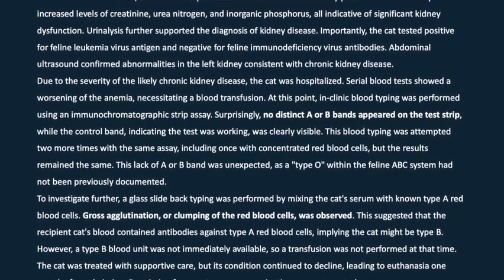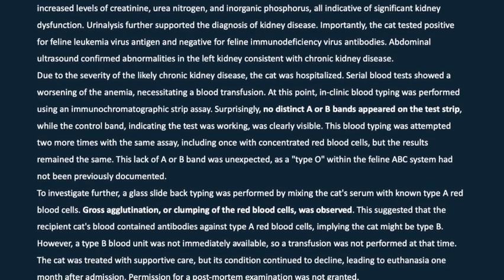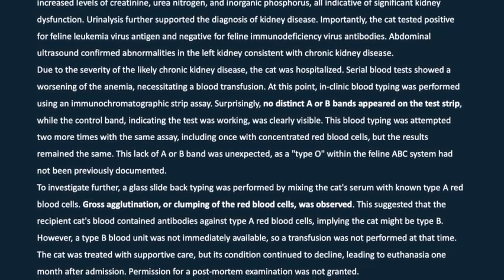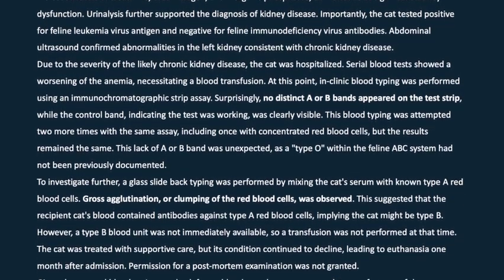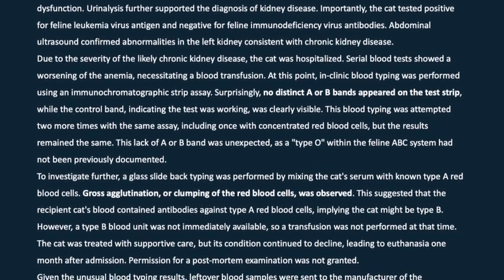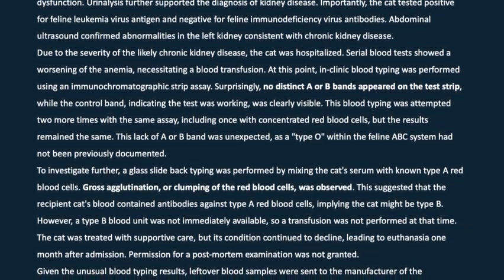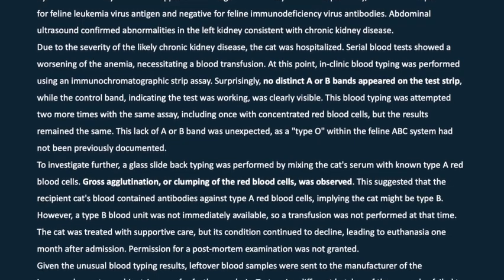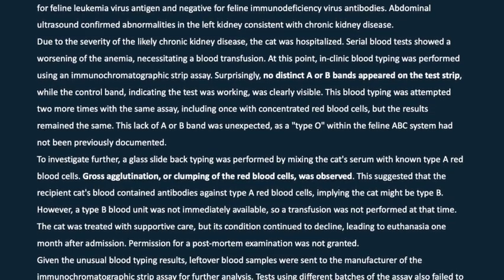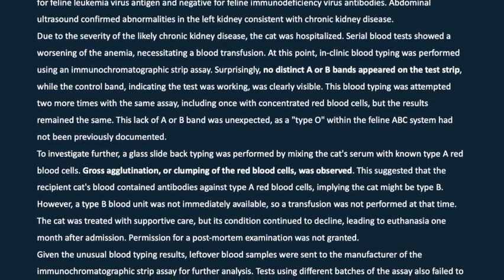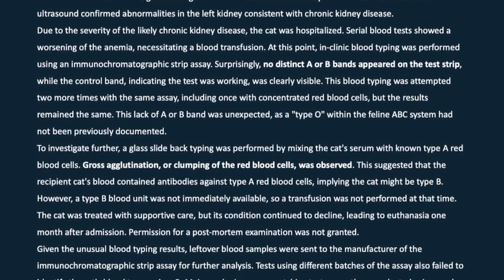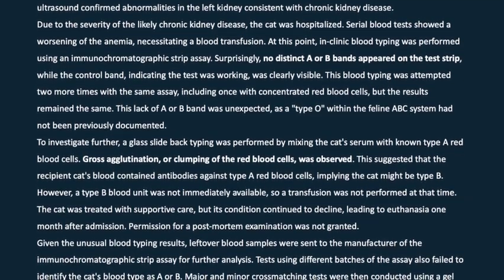At this point, in-clinic blood typing was performed using an immunochromatographic strip assay. Surprisingly, no distinct A or B bands appeared on the test strip, while the control band, indicating the test was working, was clearly visible. This blood typing was attempted 2 more times with the same assay, including once with concentrated red blood cells, but the results remained the same.